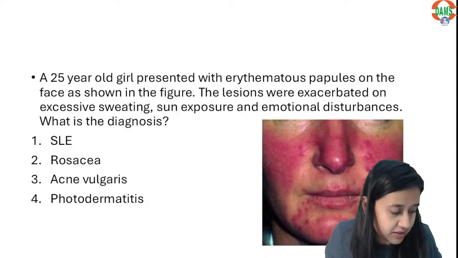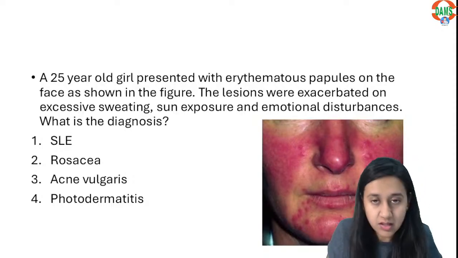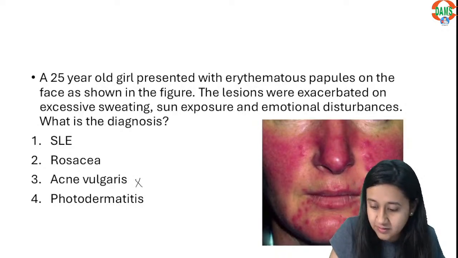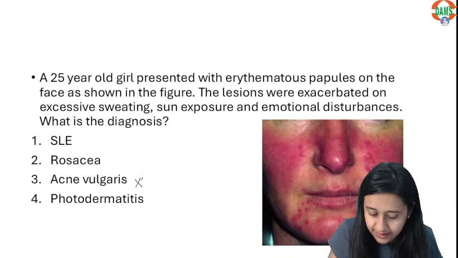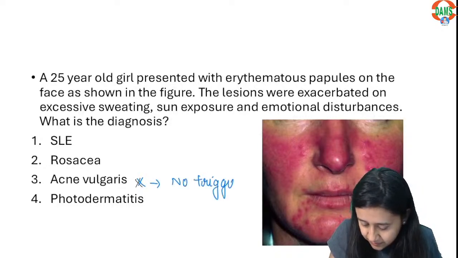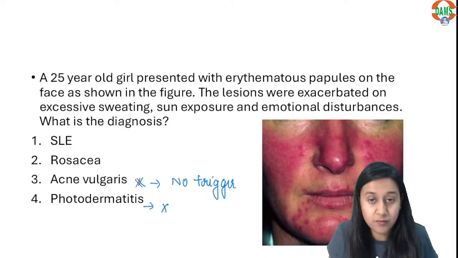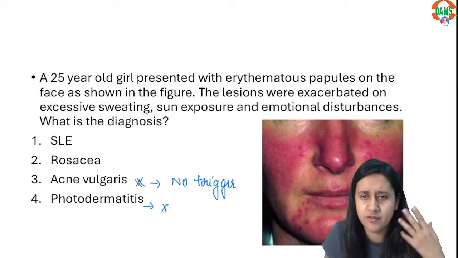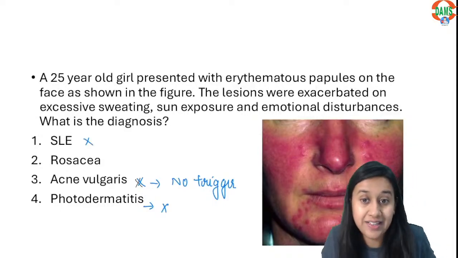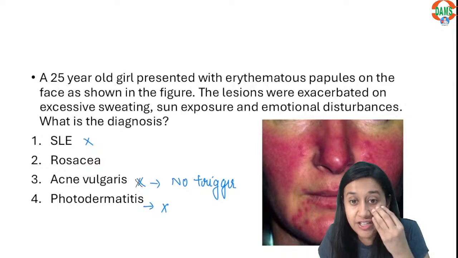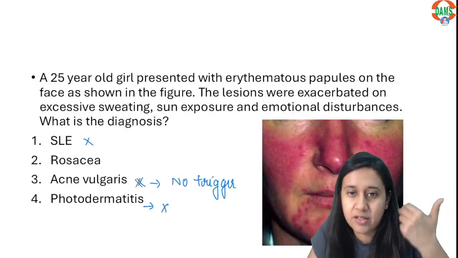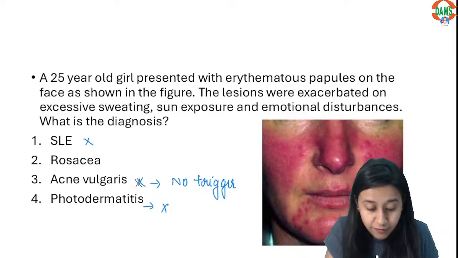So anybody can tell me the correct answer. Now obviously this cannot be acne vulgaris. Why can it not be acne vulgaris? No trigger. It cannot be photodermatitis because photodermatitis does not get triggered by sweating or emotional disturbances. This again cannot be SLE because in SLE, the rash is a static rash, meaning it does not come and go like that of the patients of rosacea.